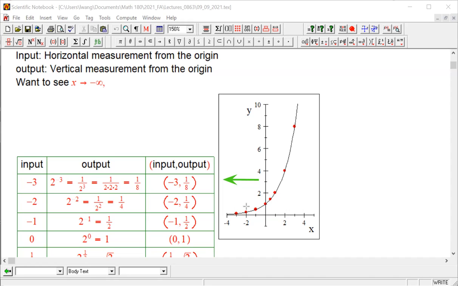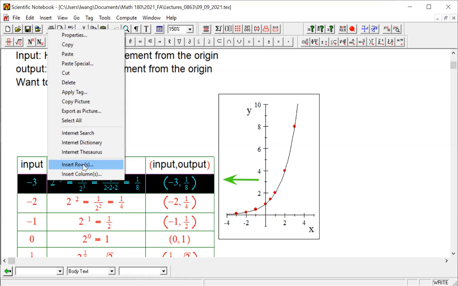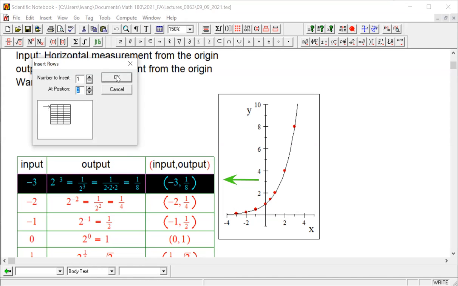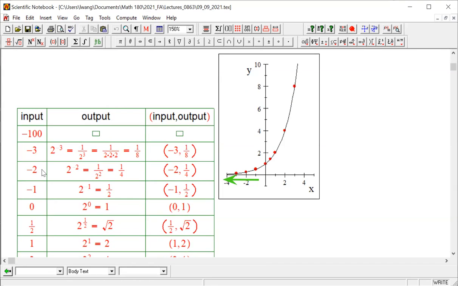Can we imagine that? So I'm going to show you a number to see the concrete thing. What I'm going to do is take an example. Okay, I'm inserting a row here. I'm going to put the input as -100 because that's going to help my imagination. According to the rule of the function, the output is going to be 2 to the power -100.